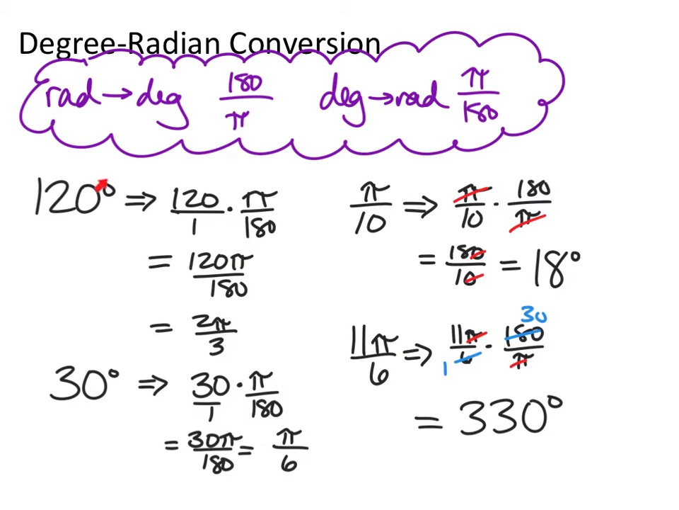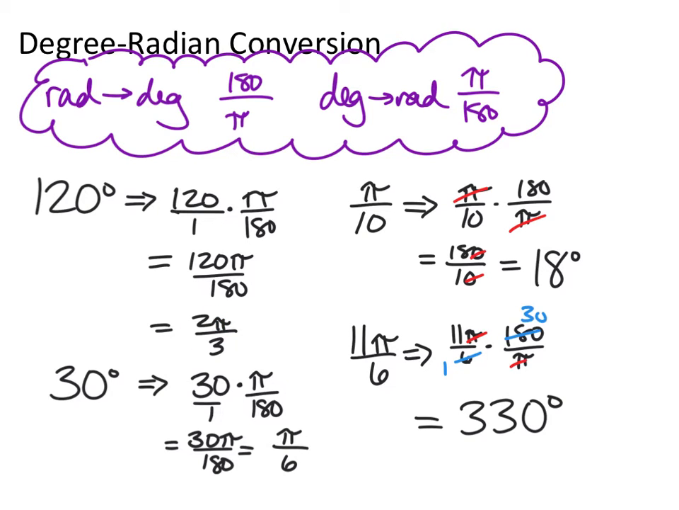So if we were given 120 degrees and we wanted to know what that was in radians, we would multiply it by its scalar here of pi divided by 180. And then reduce the fractions, and so 120 degrees is 2 pi over 3 radians.